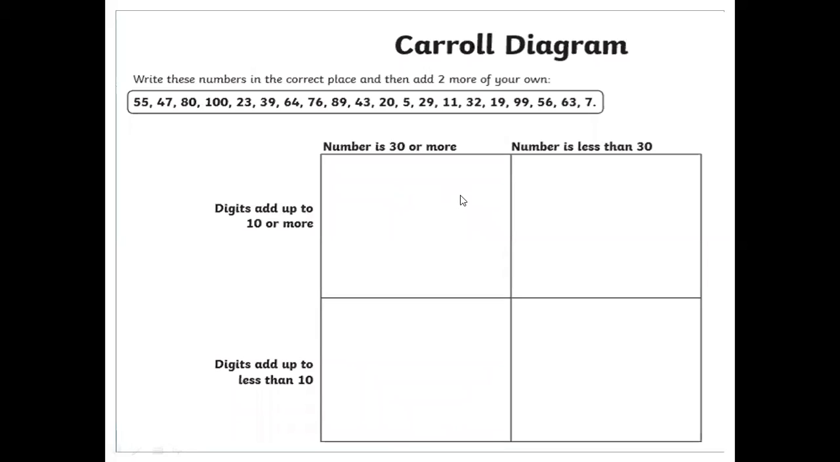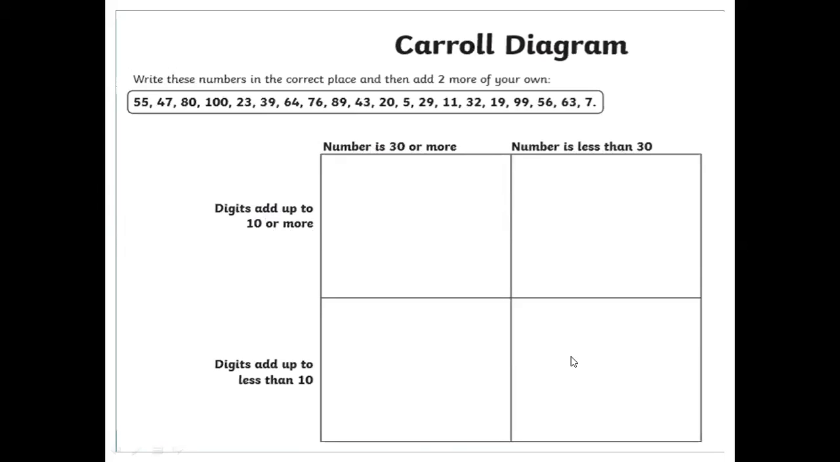Now, let's go to the Carroll diagram. Here, digits add up to 10 or more. So this whole horizontal line is for digits that add up to 10 or more. But regarding this part, it should be digits that add up to 10 or more, and at the same time, they should be number is 30 or more. Let's move to the next box. Again, digits add up to 10 or more, and at the same time, they are less than 30. We're done with this horizontal line.